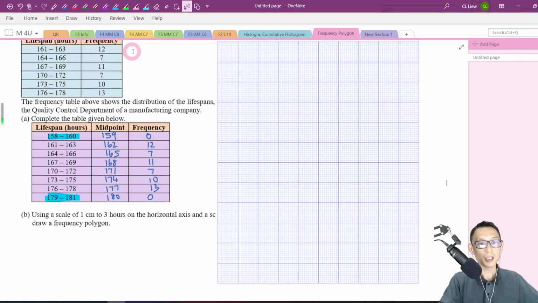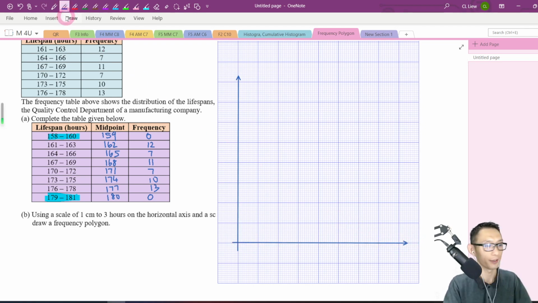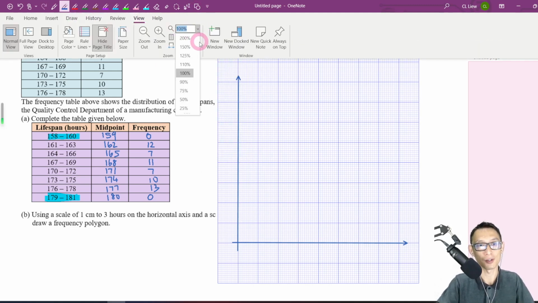Now let me draw the vertical axis and horizontal axis first. I think later I'm going to change the scale here because it's easier for me to show you, but I will explain to you first. Let's say this is for frequency and this is for the midpoint. One centimeter to 2 units on the vertical axis. If the question says 1 centimeter, then it will be like this, because a big square grid is 2 centimeters by 2 centimeters, so 1 centimeter will be harder for us to draw. Now let me make it larger so that you can see clearer.